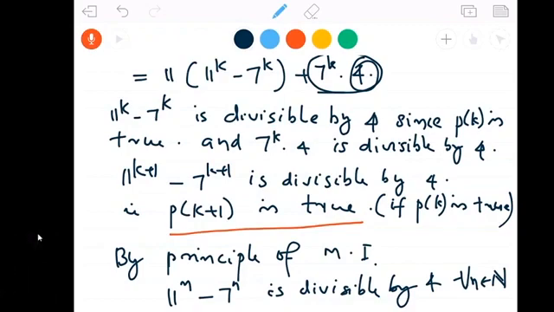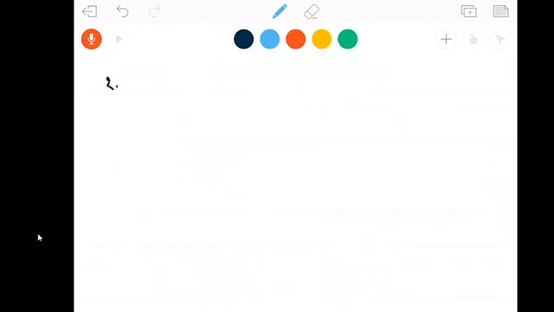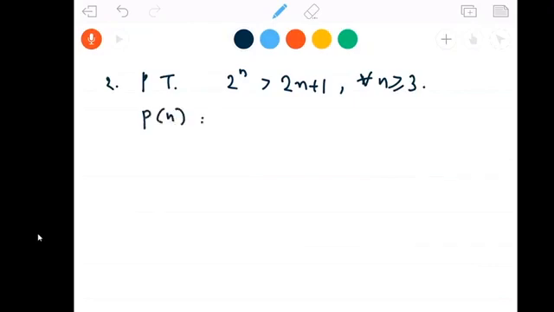Now I will take one more problem. Second problem. Prove that 2^n is greater than 2n plus 1 for all n greater than or equal to 3. So here we will use principle of mathematical induction, second version. Here also we have to define what is P(n). P(n) says that 2^n is greater than 2n plus 1.